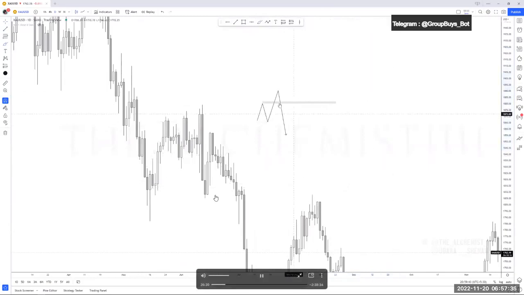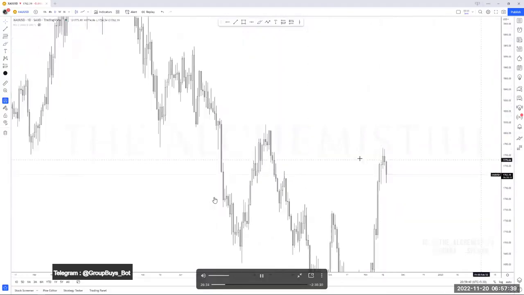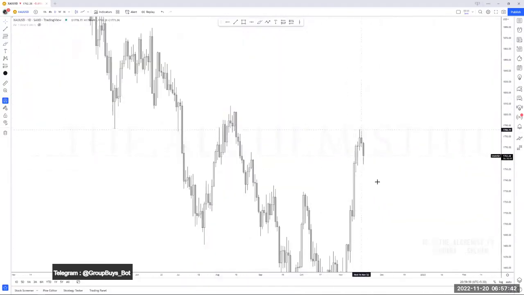Very simple, because a lot of smart money traders use it already. That's why I pointed it out. So that's that. Now look at this. Where is this cell coming from?